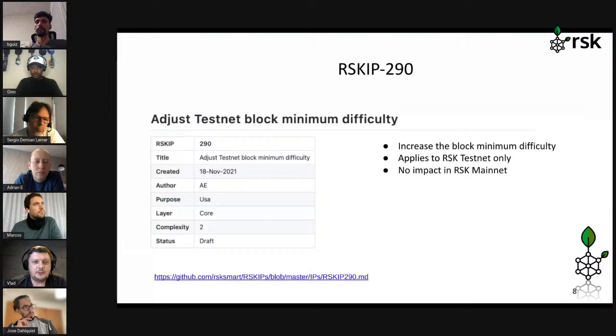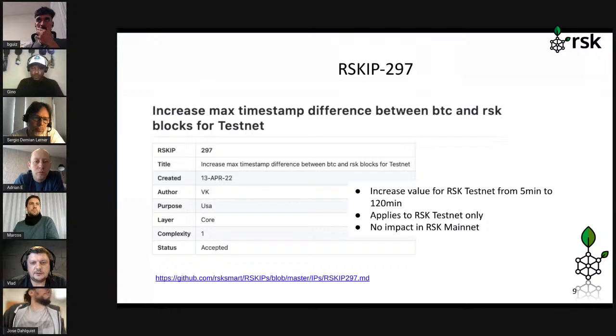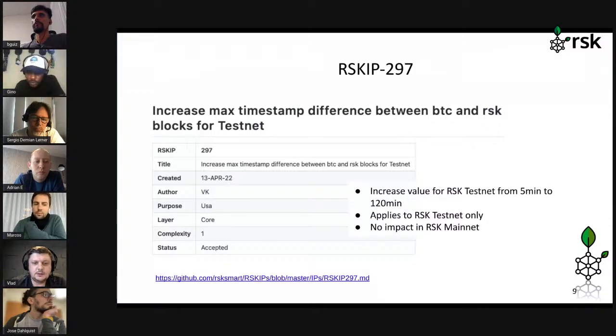Another similar RSK IP, 297, is next. It's about increasing the maximum time step difference between BTC and RSK block in Testnet too. Actually, this is related to the RSK merged mining protocol. As some of you may know, each RSK block includes a BTC block header, and there is a consensus rule in RSK which basically says that the difference between RSK and BTC block header should not be more than 5 minutes. And this rule is sort of a security safeguard.